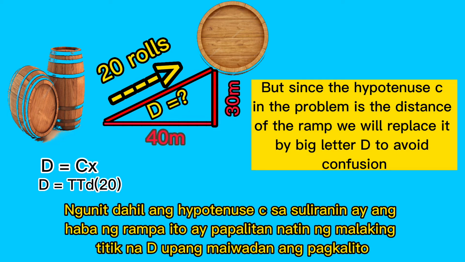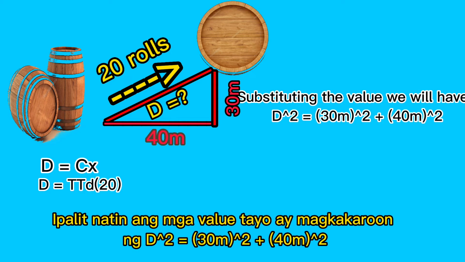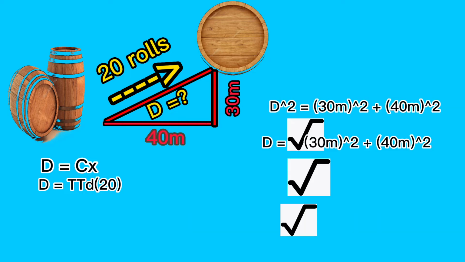But since the hypotenuse c in the problem is the distance of the ramp, we will replace it by big letter D to avoid confusion. Therefore, we will have D squared equals a squared plus b squared. Substituting the values, D equals square root of 30 meters squared plus 40 meters squared.